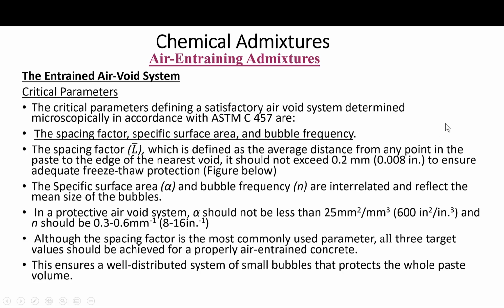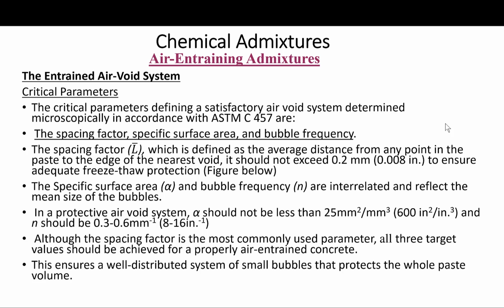So let's look at the spacing factor, denoted as L with a bar on top of it, defined as the average distance from any point in the paste to the edge of the nearest void, and it should not exceed 0.2 millimeter or 0.008 of an inch to ensure adequate freeze-thaw protection. I will show that on the next slide.